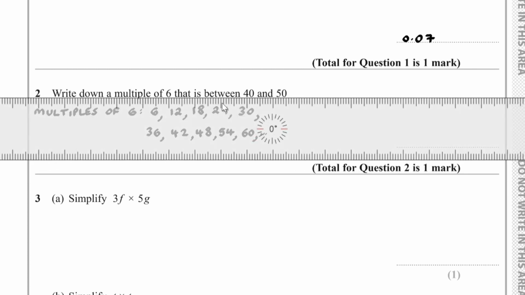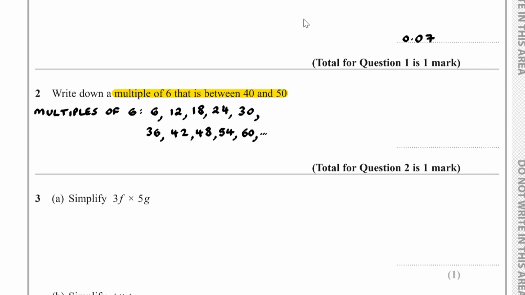A number that is in between 40 and 50 and is a multiple of 6 could be the 42 or the 48. We can write either of these down. For example, we could write down the 48.